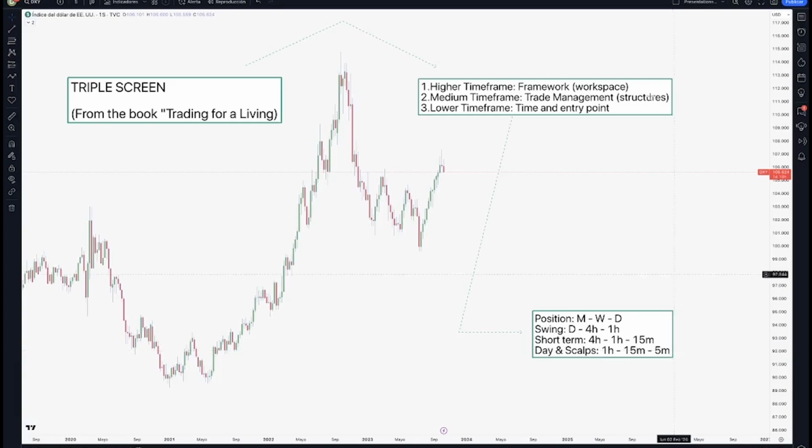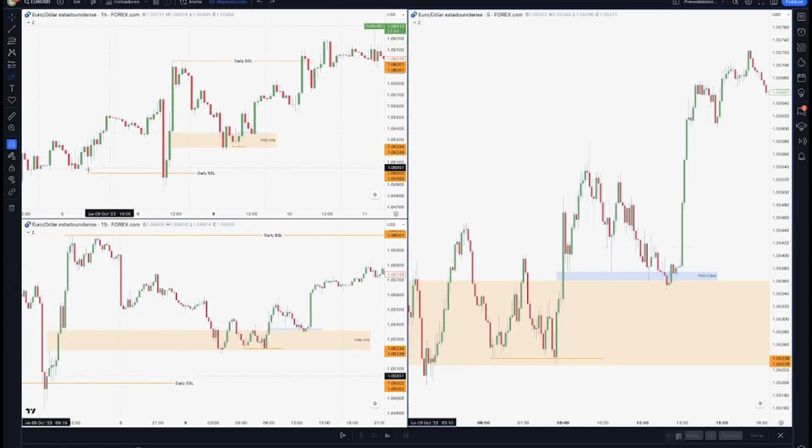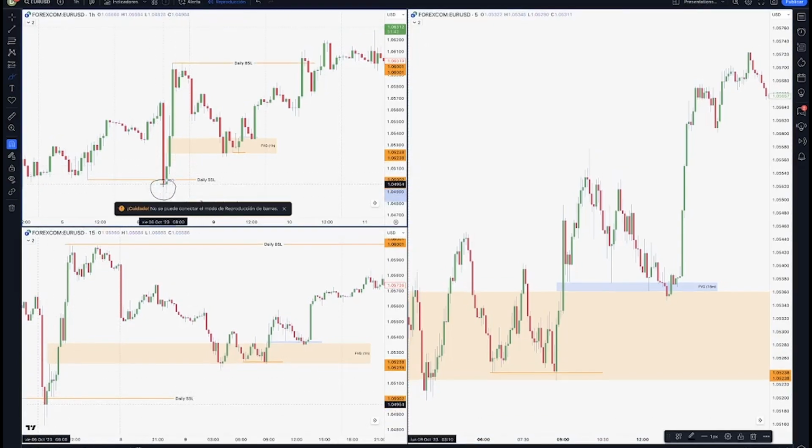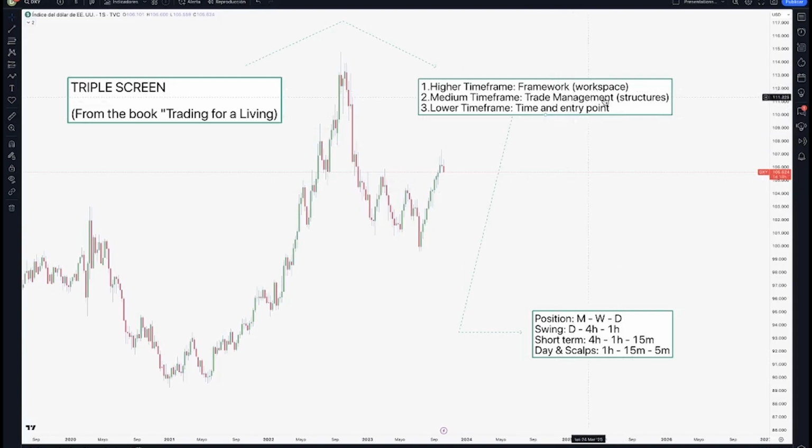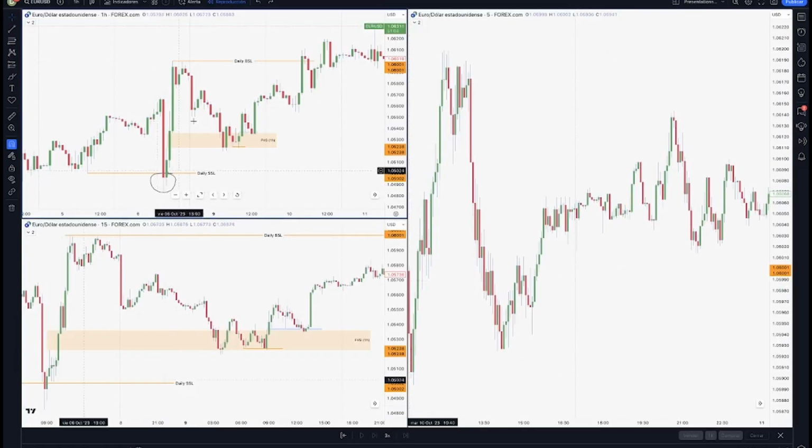On the higher time frame, we have the framework. This is the lower low from the previous day. We see that the daily sell side was taken, and after this sell side was taken, we have the change in structure, and then the daily buy side liquidity was set just right there. What else can we see on this time frame? We have a fair value gap that was originating this change in structure. So this is where we want to work. Trade management, the structures, that's where we want to work. Where? On the medium time frame.